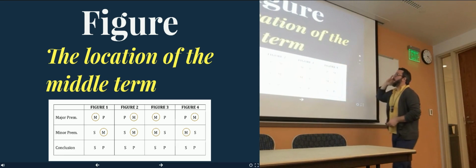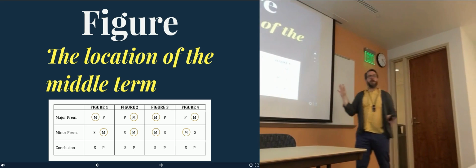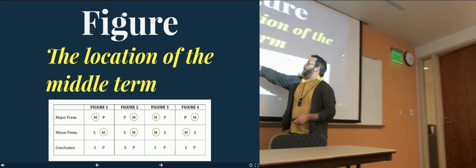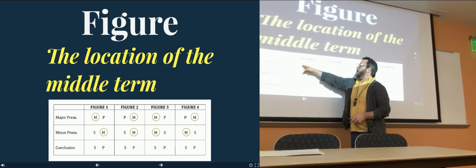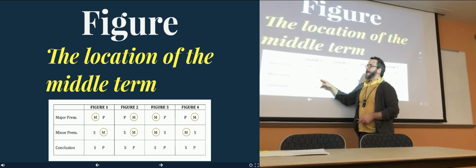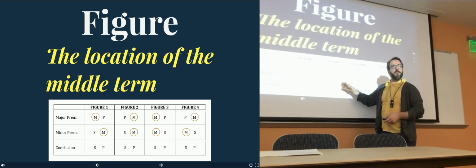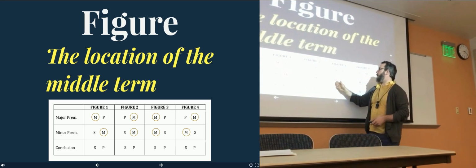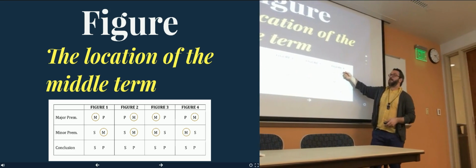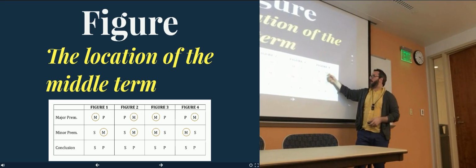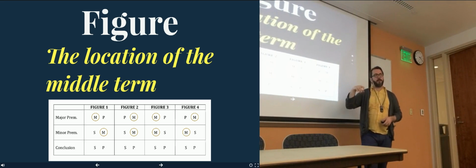So the way that we usually talk about this is the figure is all about the location of the middle term. In figure 1, the middle term is the subject in the major premise and it's the predicate in the minor premise. It comes first and then second. In figure 2, it comes second both times. In figure 3, it comes first both times. And in figure 4, it comes second. It's the predicate in my major premise, and it's the subject in my minor premise.